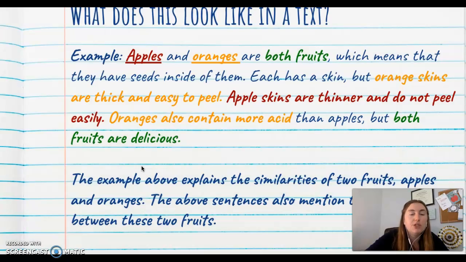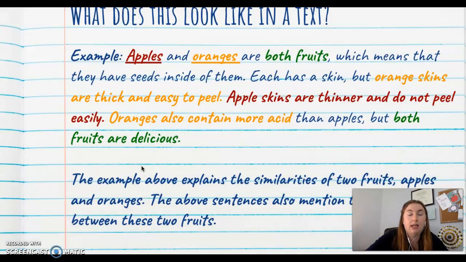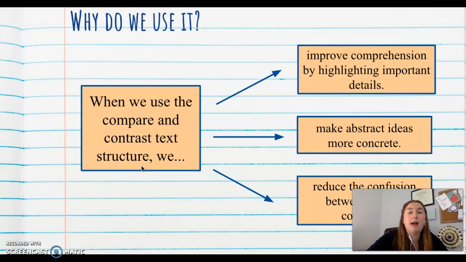Okay, so as you can see, we went through the definition. What does it look like in a text? This is an example, so you could use this as your example, comparing apples and oranges. You could write that down in the text or in the little box. And then why do we use it? Make sure to write down these 3 points.